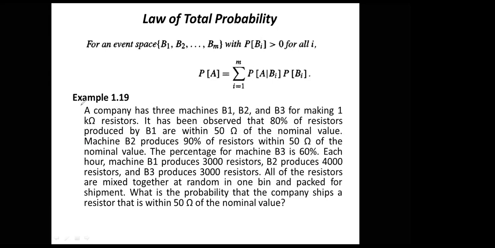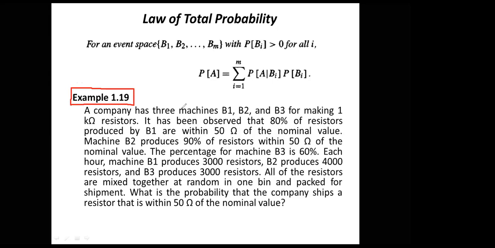All right. Let's solve this example. What is example 1.19? A company has 3 machines, B1, B2, and B3, for making 1 kilo ohm resistors. It has been observed that 80% of resistors produced by B1 are within 50 ohm of the nominal value.